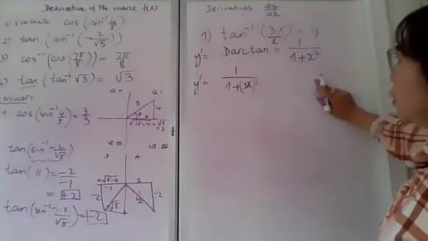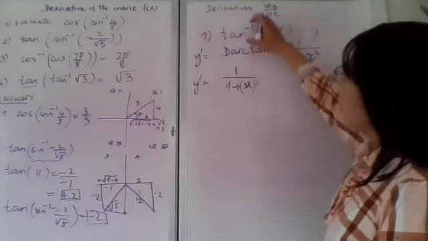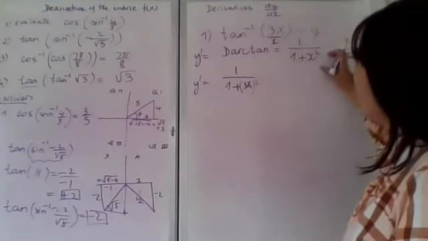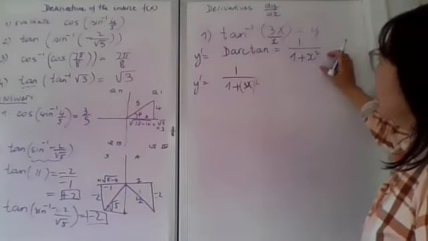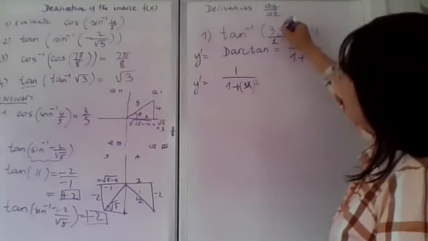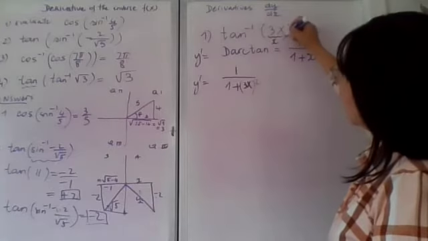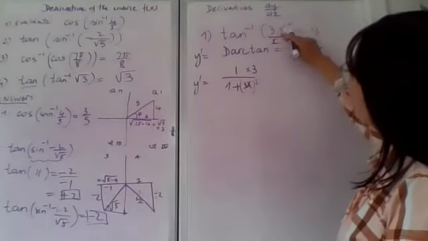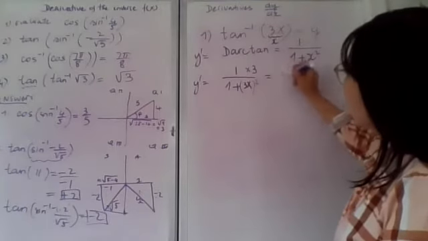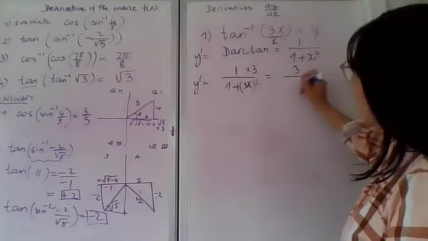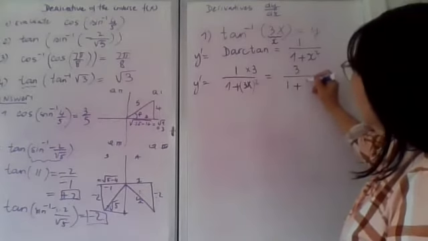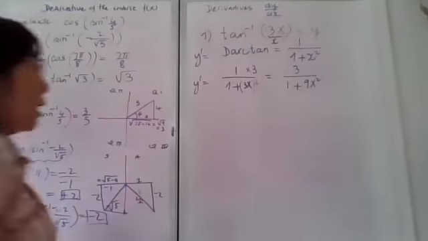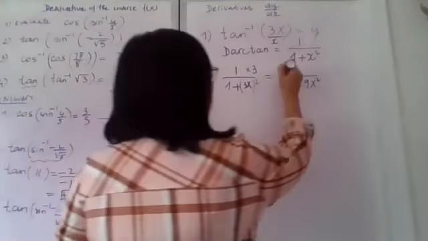Also, we have to apply the chain rule. So this is the derivative of the function itself, right? The inverse is this one. We apply the formula. However, we have to do the inner derivative. Remember the chain rule, which is we have to times with 3. The derivative of 3x is 3. So the answer for this is 3 on the top, and at the bottom is 1 plus 9x squared. So that's the derivative. That's the answer.